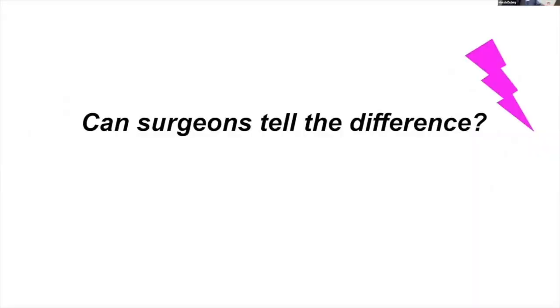So we'll come to a question now. Can the surgeons tell the difference between a bronchial blocker or a double lumen tube? I can answer that one. No, if it works, you can't. So as long as it's working and it works well, I haven't seen that there's much specific differences.